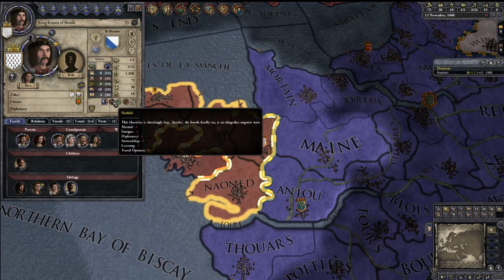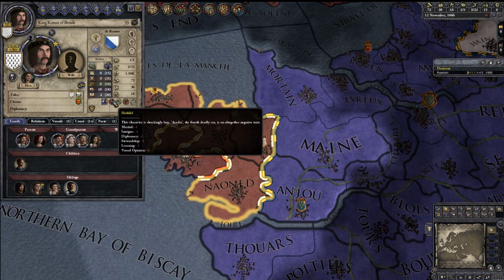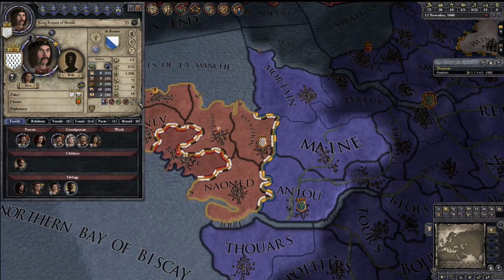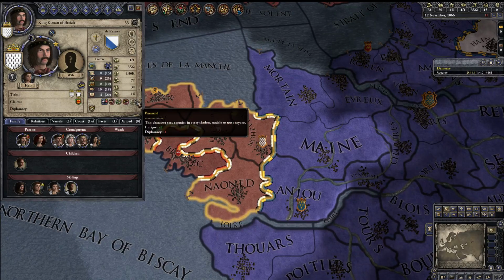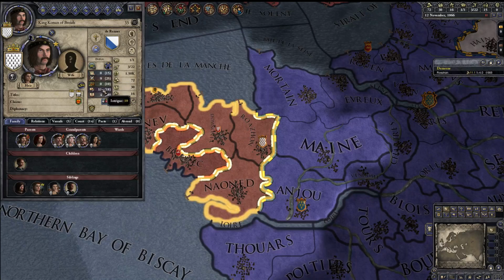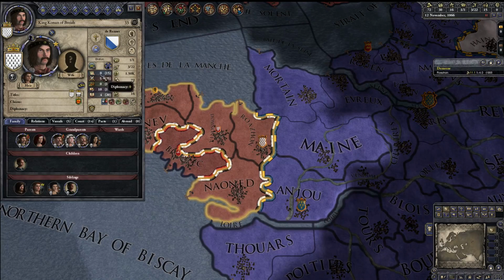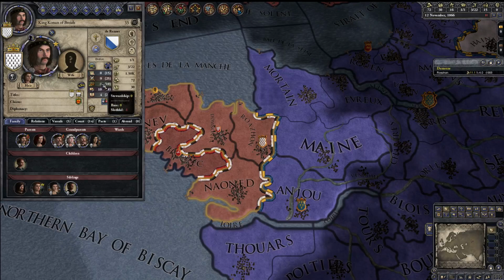Slothful is very terrible, as you can see, because it gives us minuses all over the place. While greedy gives us more money but less diplomacy, and paranoid gives us more intrigue but less diplomacy. So, we're kind of intriguing, but we're not very diplomatic or good at managing money.